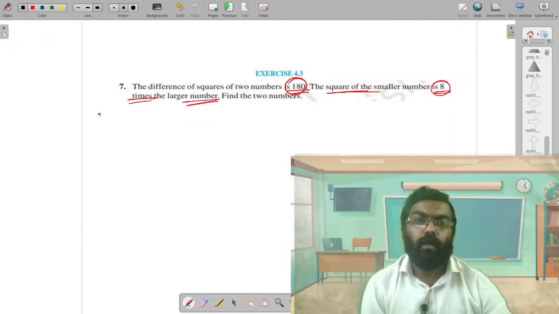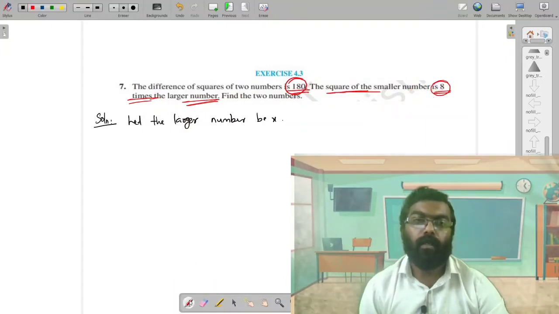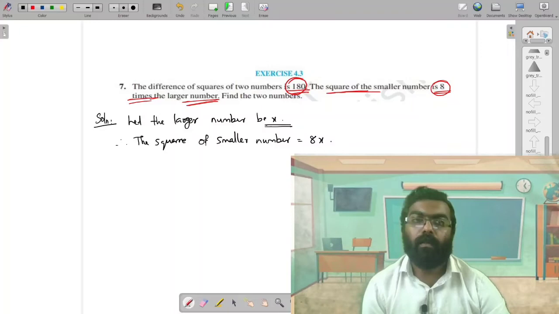So we can assume the larger number as x. Let the larger number be x, and it is given that the square of the smaller number is 8 times the larger number. So we can write the square of the smaller number will be equal to 8 times the larger number. Here the larger number is x, so 8x. Now we can write the condition.